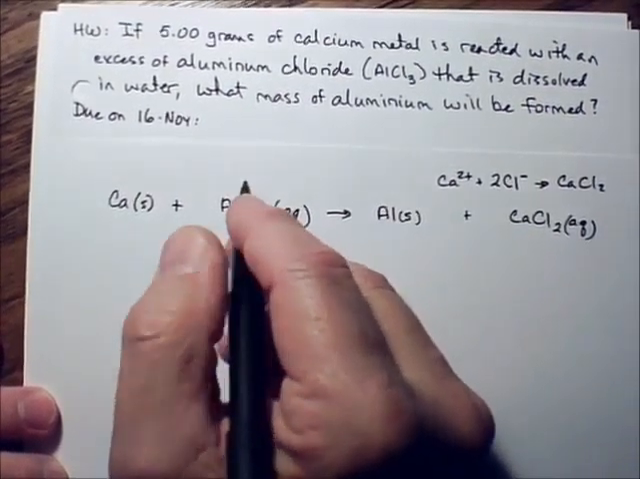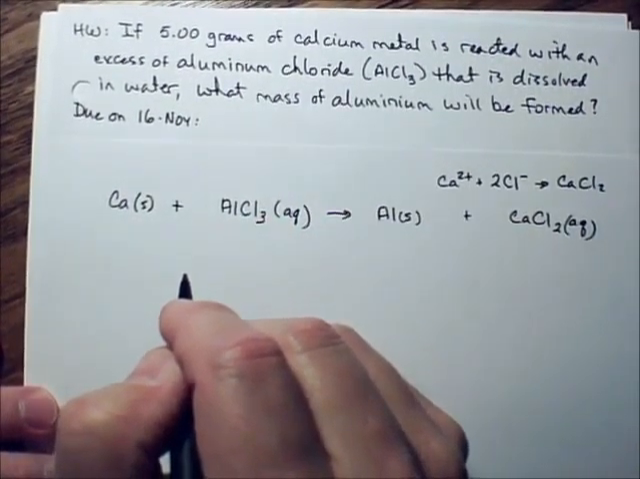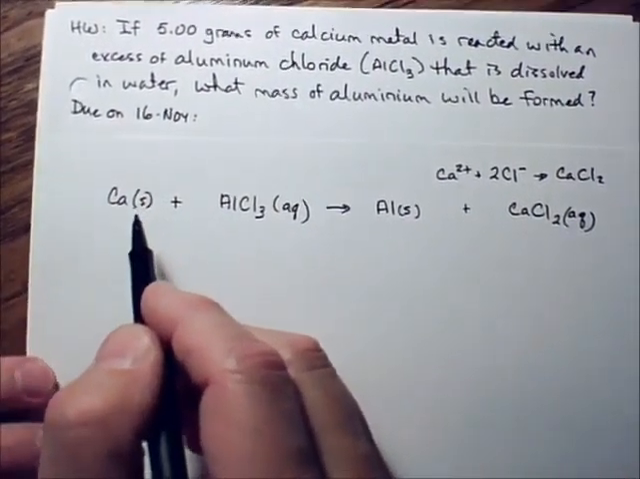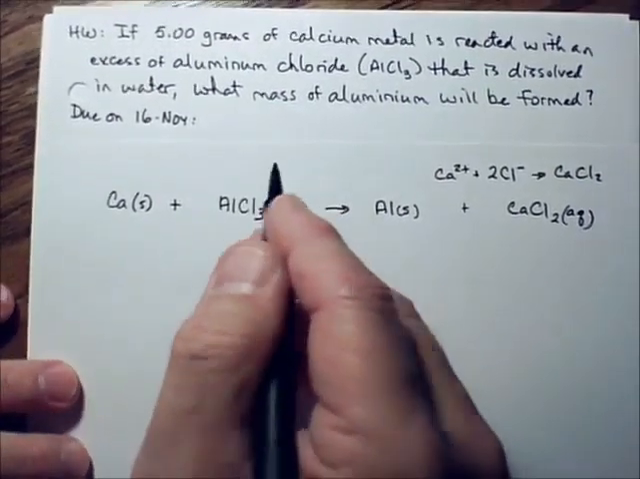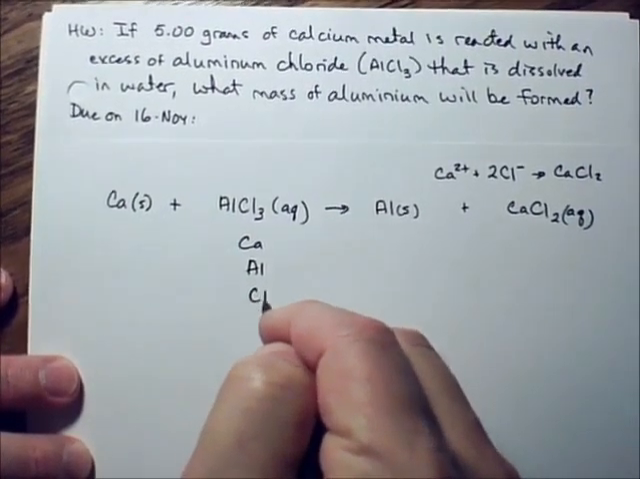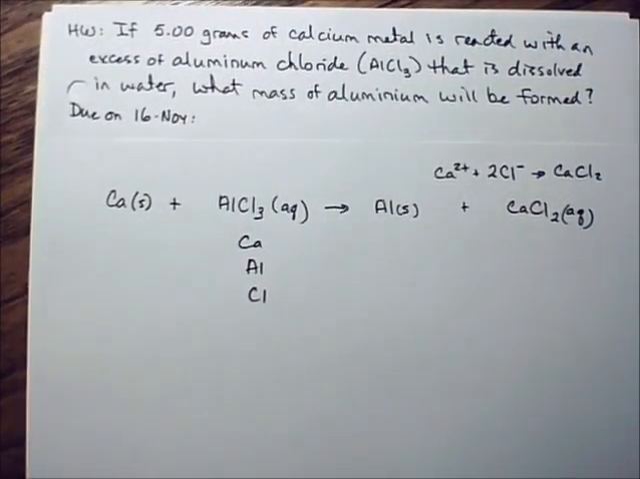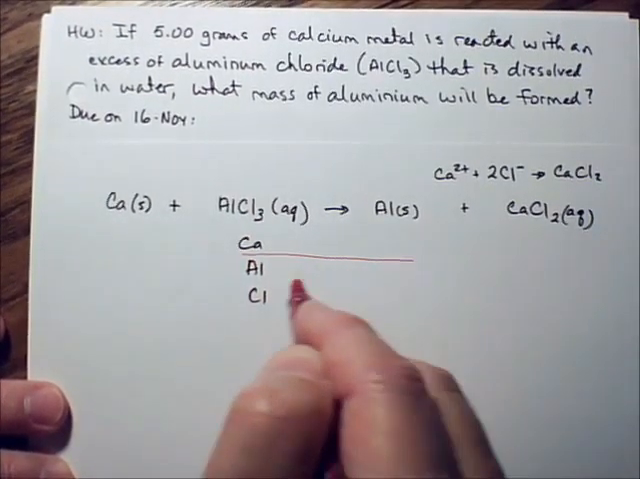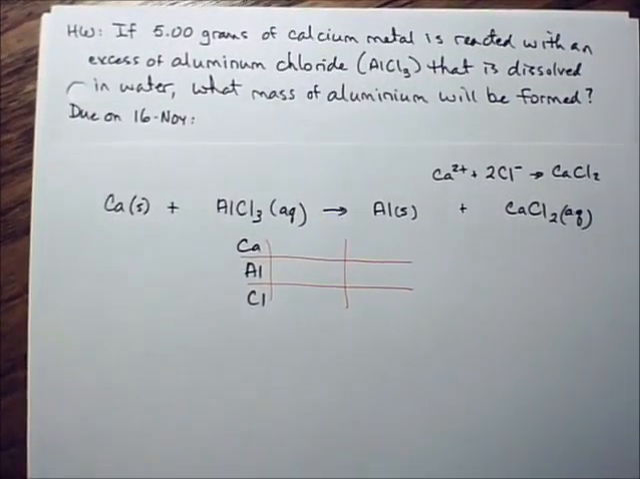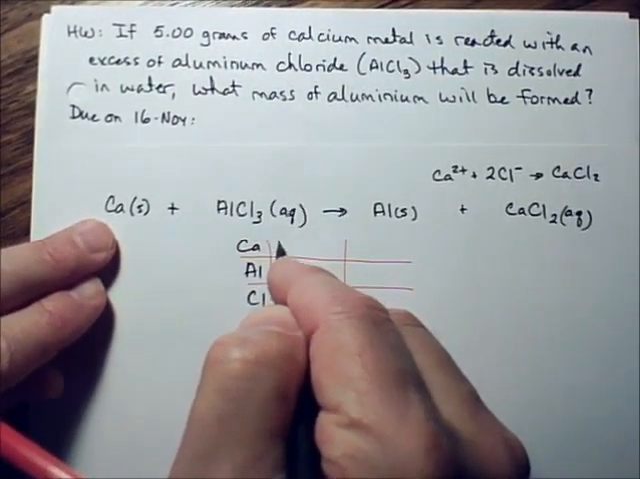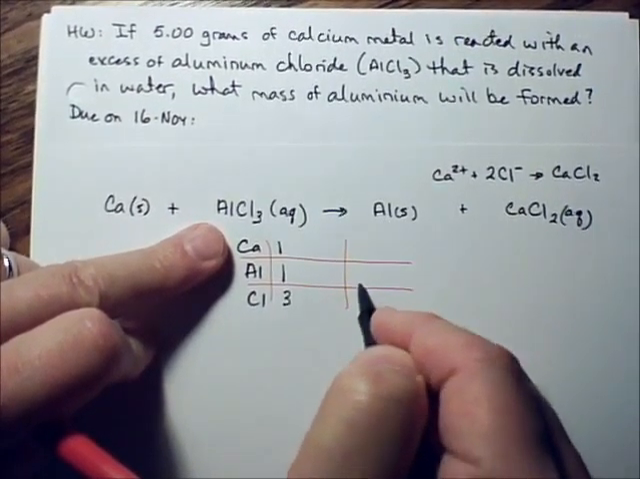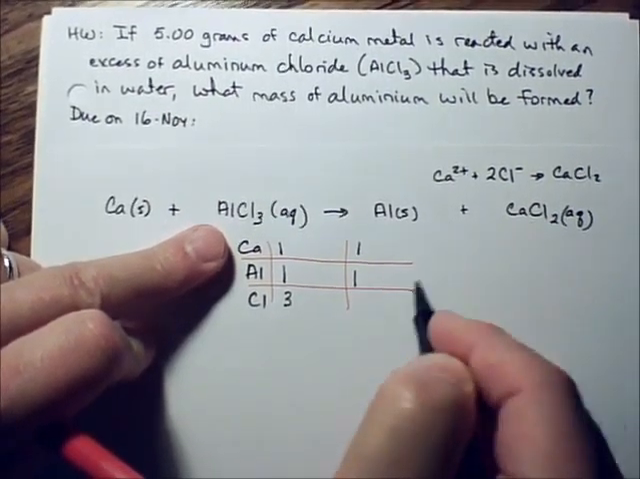To balance the equation, it doesn't have to be in that order. You can put this first and that second. Doesn't matter. You can switch these around over here. Okay? So, let's list all our elements out here for an atom inventory. So we've got 1 calcium, we have 1 aluminum, we've got 3 chlorines, and on the other side, 1 aluminum, 1 calcium, and 2 chlorines.